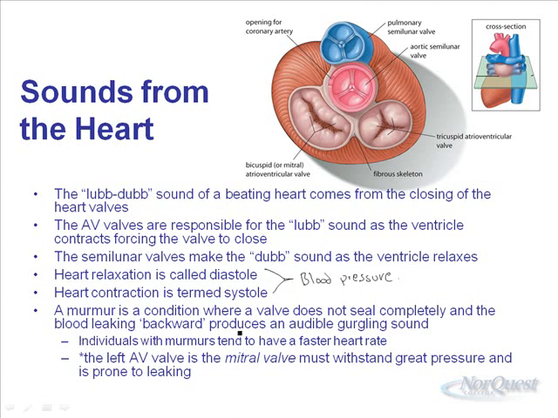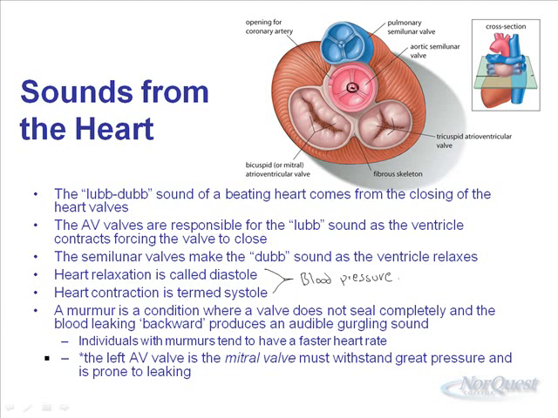Alright, and a murmur is a condition where the valves don't close properly or don't seal completely. So the valves open when blood's going through them. When they get closed, if there's any space, and so if we take a look at this picture, imagine this aortic semilunar valve. If these three pieces of the valve don't match up properly, there's going to be a space, and in that space, blood can leak back through into one of the chambers. So that's going to cause kind of a sucking sound, and that sucking or gurgling is what we hear as a murmur.